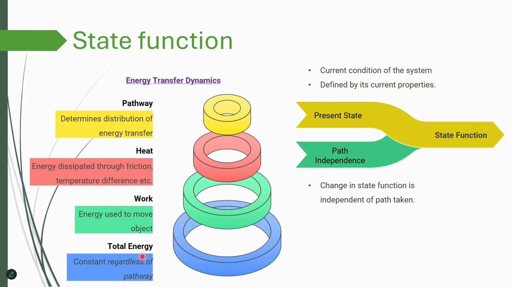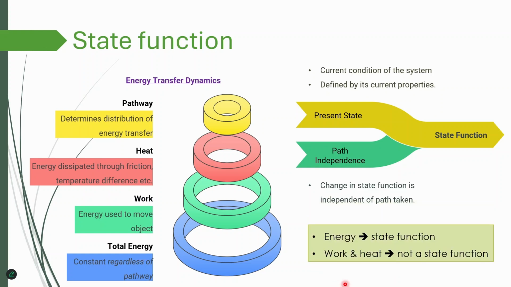But we are defining some functions. For example, energy. Energy is a state function because in order to find the difference in energy between 2 points, we just need to subtract the energy of the system at point A from the energy of the system at point B. And that's going to give us the energy difference. And it doesn't really matter how you got to point B from point A. But work and heat are not state functions. Work and heat depend on the pathway that's taken.